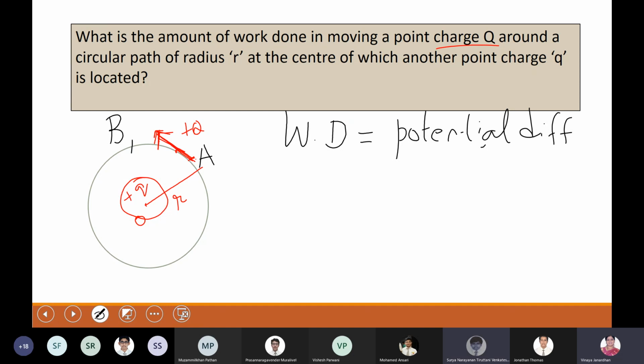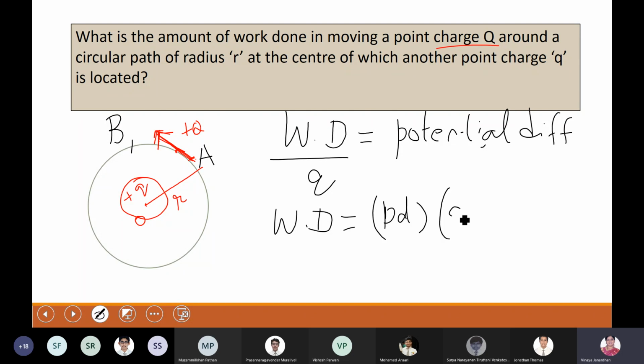In lower grade, potential difference is equal to work done by Q. This is what you have learned in current electricity in 10th standard. Potential difference between 2 points in a current carrying electric circuit is the work done in moving a charge of 1 coulomb from one point to the other point. So now, what is work done? Work done will be equal to potential difference into the charge.